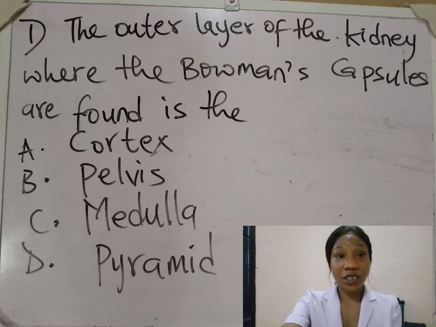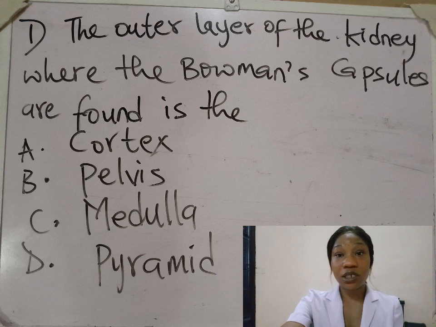So we have a few days left to the 2024 UTME examination. Let us dive right into some questions. Now looking at the board, we have this question. The outer layer of the kidney where the Bowman's capsules are found is called the dash. A, the cortex, B, the pelvis, C, the medulla, D, the pyramid.